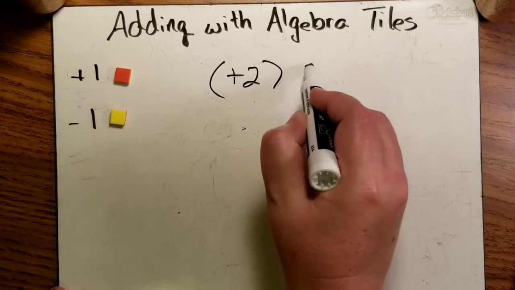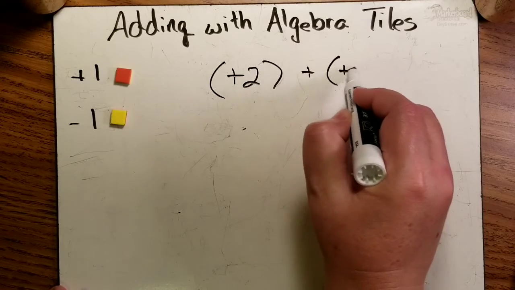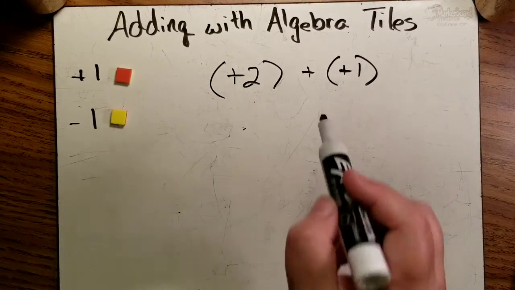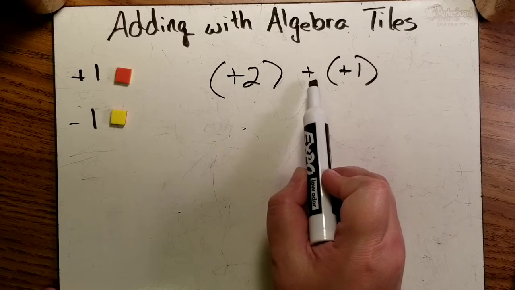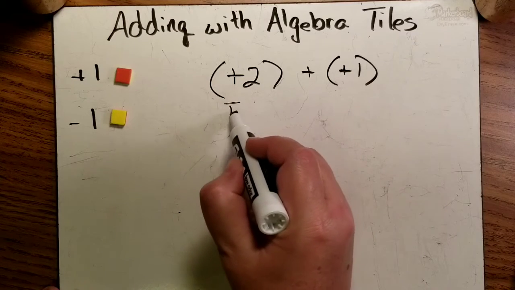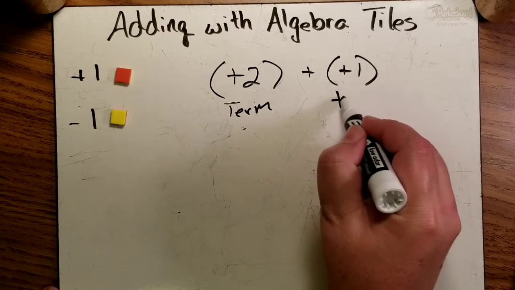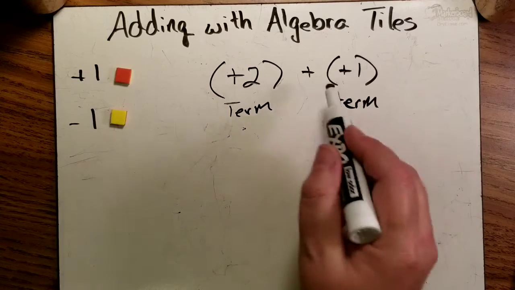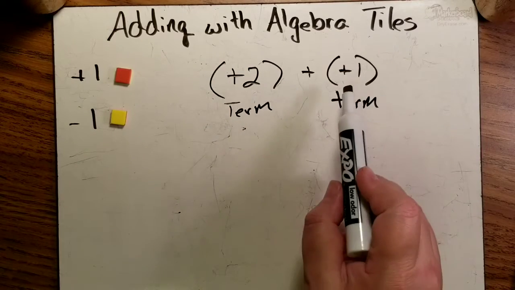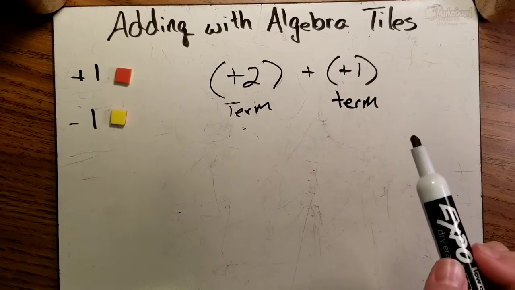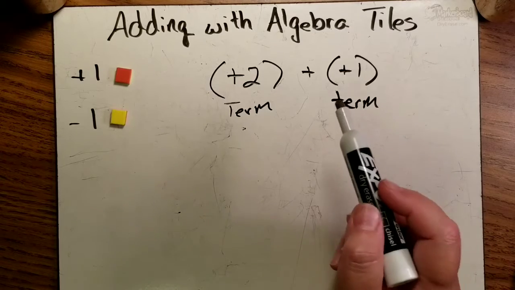+2 plus +1. Okay, first of all, these are called terms. Terms are separated by the plus or minus. So this is a term and this is a term. So we're adding two terms. These are actually called like terms because they're both numbers, constants that don't change.